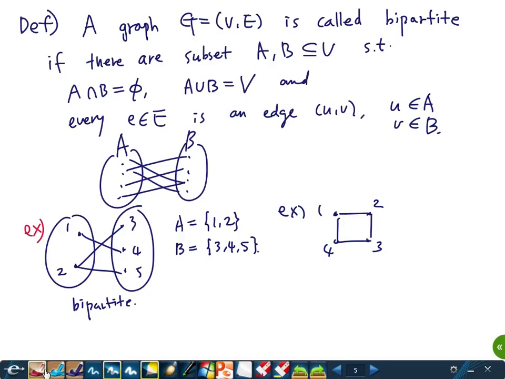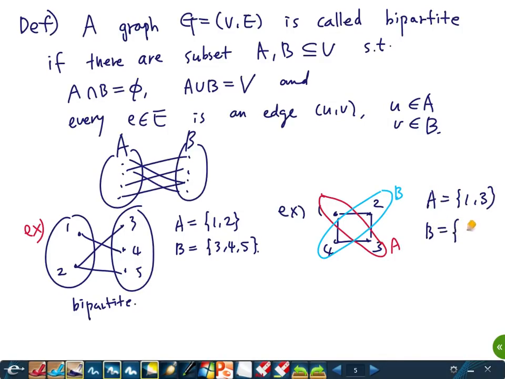If you say this is A and this is B, then that's fine. If you say A equals {1, 2, 3}, B equals {2, 4}, then you don't have any edge between two vertices from A. You don't have any edge between two vertices from B. So it's bipartite. So it's yes. Although it may not look so at first sight, it is bipartite.